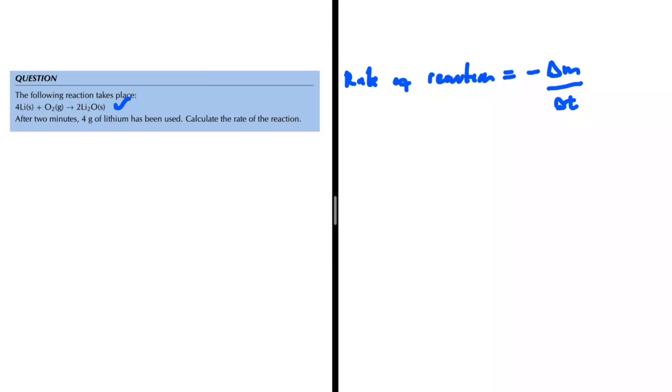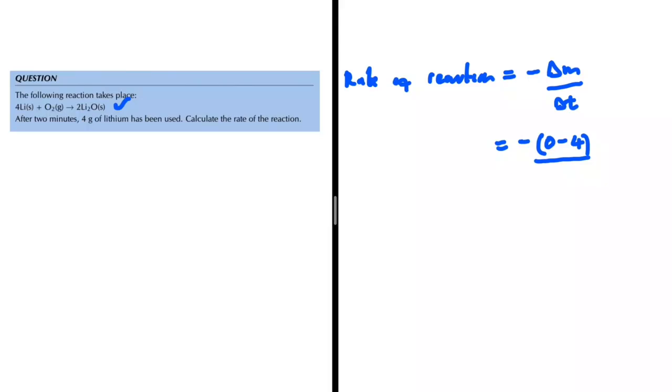So here the rate of reaction is going to be equal to minus mass final minus mass initial, right? That is what we imply by the change in mass. So after 2 minutes, 4 grams of lithium has been used. So we can say that now we have 0 as the final, and the initial we have is 4 grams, right? And then we divide that by the change in time. So this is happening over the course of 2 minutes.